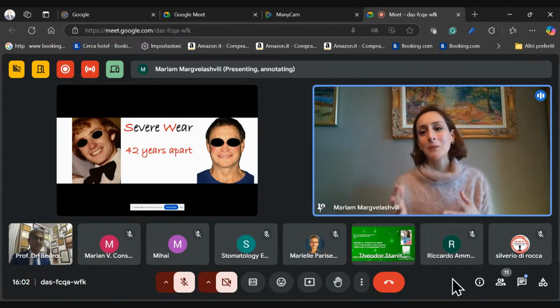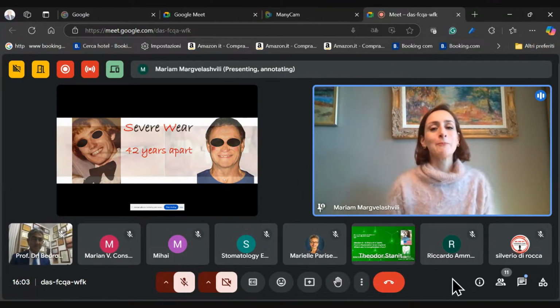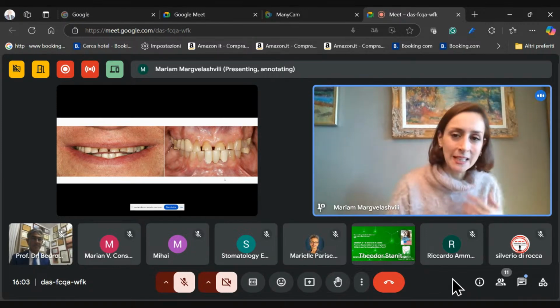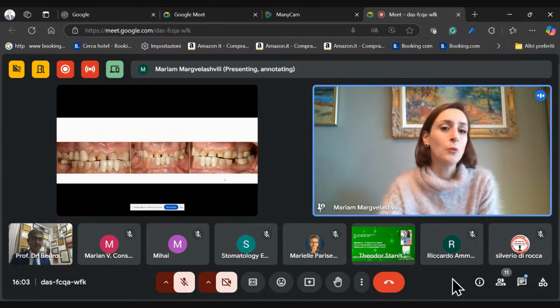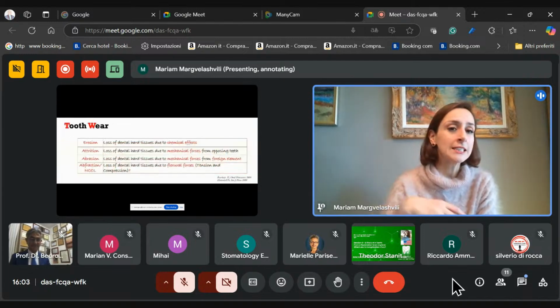This is a patient of mine, and he brought the picture from 42 years ago, and you can appreciate the amount of tooth structure that he's ground through. Take a closer look: reverse smile line, an unappealing appearance, significant amount of tooth structure loss. We look at the protrusive movements, and there is no anterior guidance, so posterior interferences.